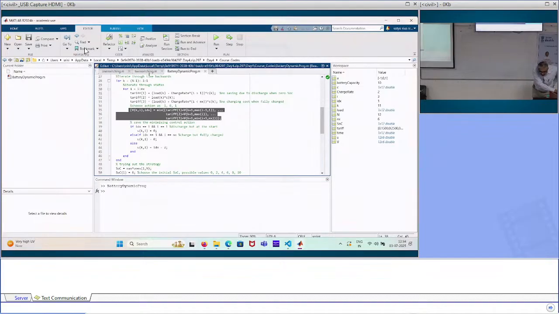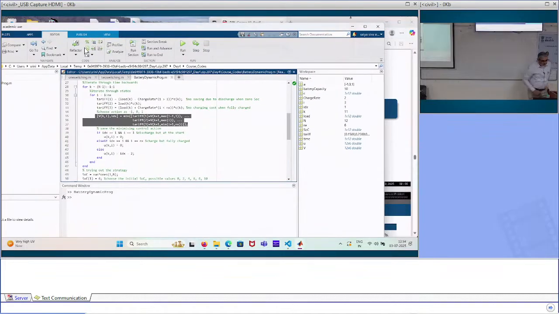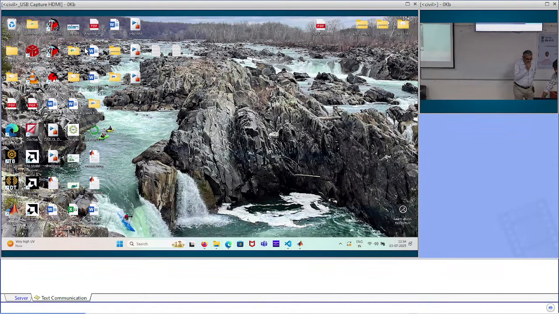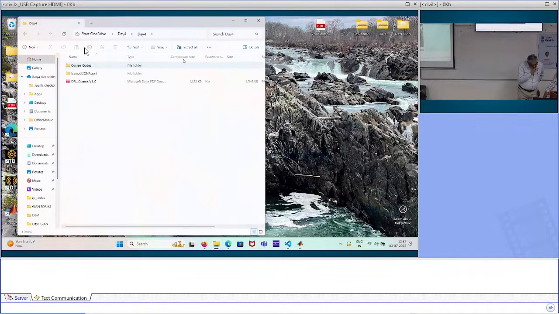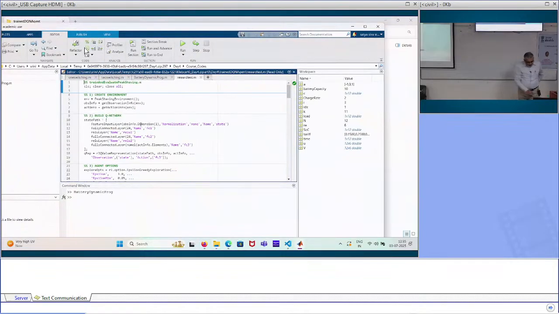Now we go to the folder for today, day 4. Then you open the script, reward test. This script is there with you. You can do everything possible.